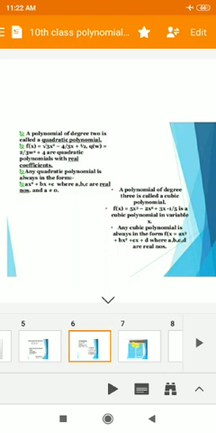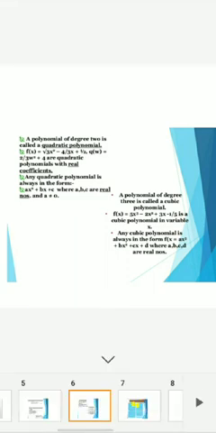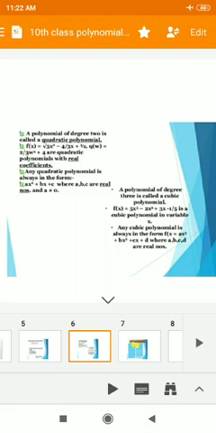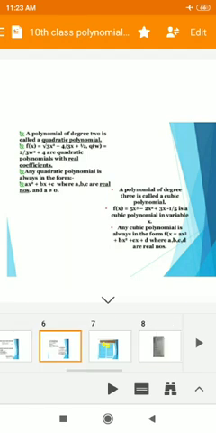The next comes a polynomial of degree 3 is called a cubic polynomial. Example, f of x is equal to 5x cube minus 2x square plus 3x minus 1 by 5. Here the degree is 3, so it is called a cubic polynomial. So the definition, any cubic polynomial is always in the form f of x is equal to ax cube plus bx square plus cx plus d, where a, b, c, d are real numbers.